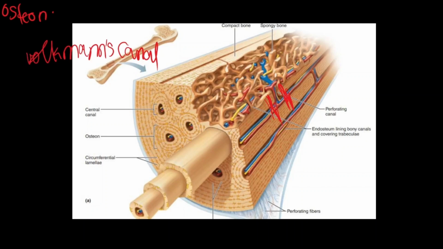The Volkmann canal lies at right angle to the long axis of the bone, okay, and it connects the nervous and blood supply of the medullary cavity. So we can see here, this is the medullary cavity made of a thin layer of spongy bone. Now it connects the nervous and blood supply of the medullary cavity to that of the central canal.